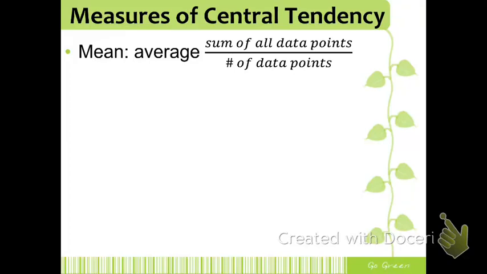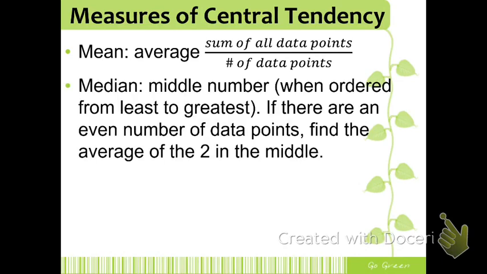In these next few videos, we will move from probability to statistics. First, we'll look at measures of central tendency. The mean is the average. You calculate it by adding up all of the data points and then dividing that sum by the number of data points. The median is the middle number when the numbers are written from smallest to largest.